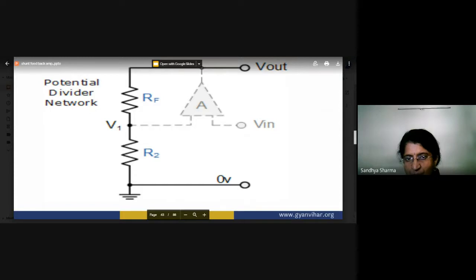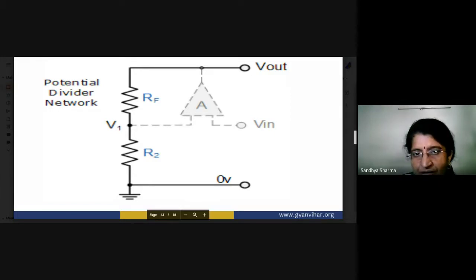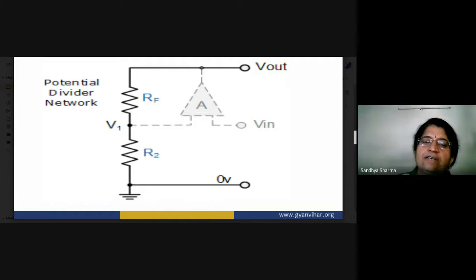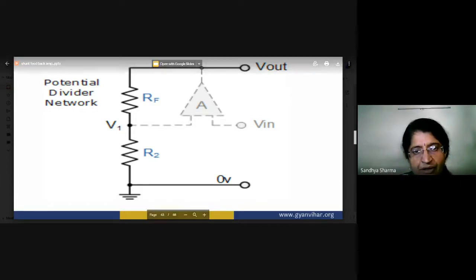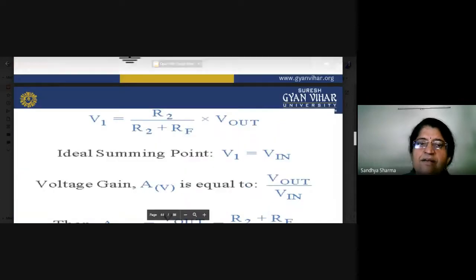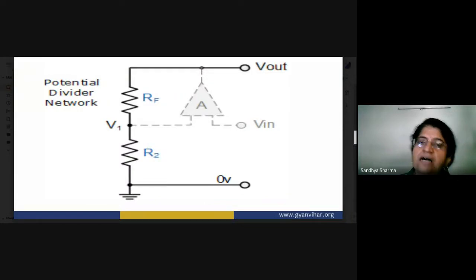So what about the V1? This V1 signal is applied here, and this R2 resistance is grounded. So how can you calculate the voltage of V1? First of all, we will calculate the voltage of V1, which is provided to the input terminal. Just see in this diagram what type of voltage drop is provided across the R2.